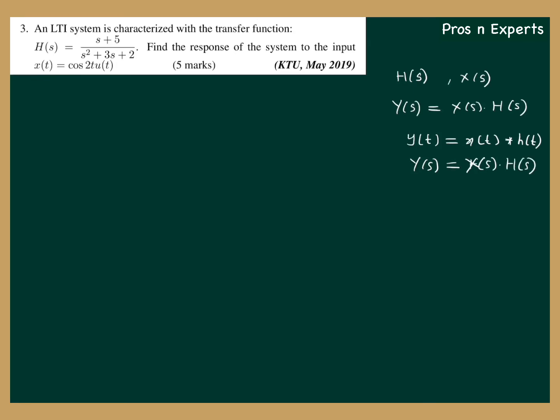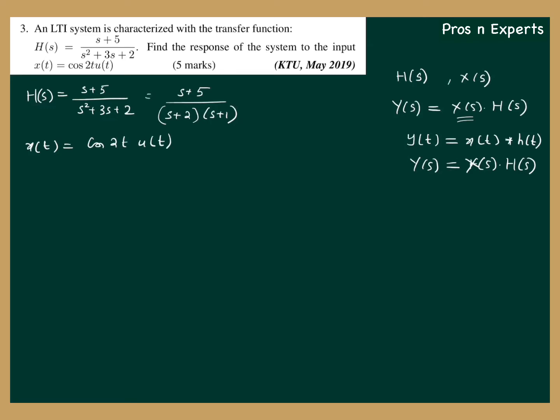Okay, so we are provided with h of s is equal to s plus 5 by s square plus 3s plus 2. Oh, I can write it as s plus 5 divided by s plus 2 into s plus 1. You can always write the denominator as a factorized form, that will be easier for the calculations. So that is h of s. Okay, now we have to find x of s also. X of t is given as cos 2t u of t.